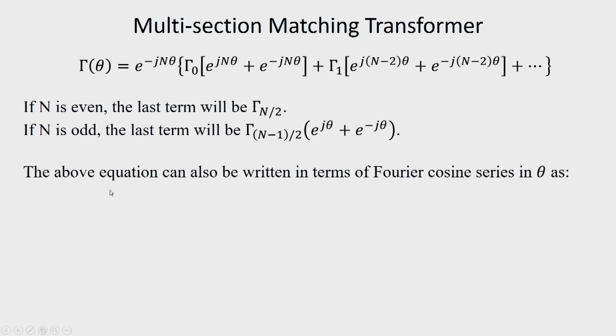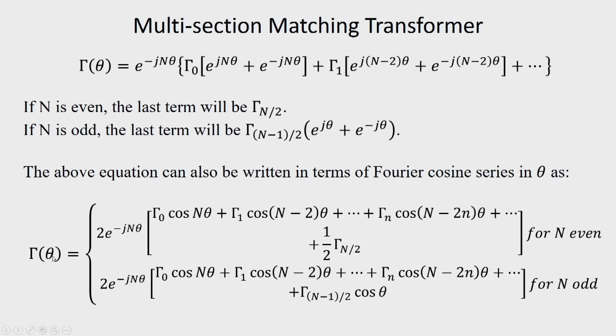And these two equations can be written in terms of Fourier cosine series in theta as gamma as a function of theta is equal to 2 e to the power minus j capital N theta, gamma naught cos n theta plus gamma 1 cos n minus 2 theta, and finally half gamma N by 2 for N even, and gamma as a function of theta equal to 2 e to the power minus j capital N theta, gamma naught cos n theta plus gamma 1 cos n minus 2 theta and finally gamma n minus 1 by 2 cos theta when capital N is odd.